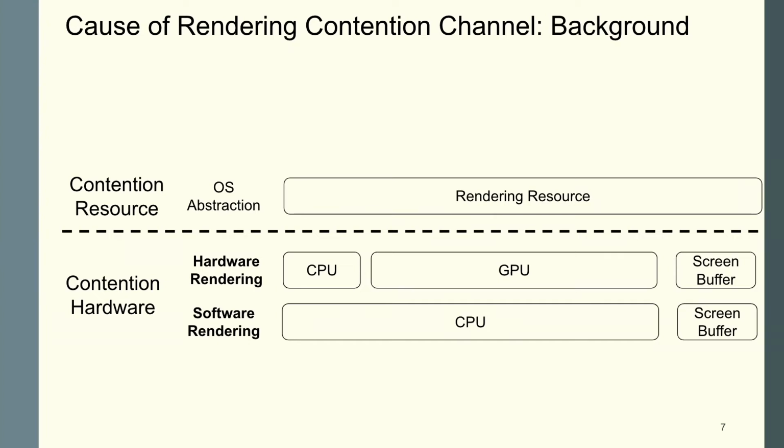Before that, let's talk about some background on the rendering resource. On the hardware level, we have two different kinds of rendering. They are hardware rendering and software rendering. In our analysis, we found that CPU, GPU, and screen buffer contribute to hardware rendering, and CPU and screen buffer contribute to software rendering.